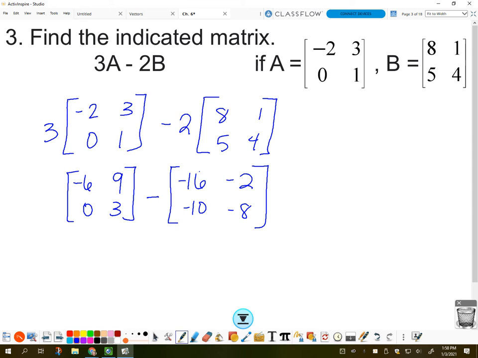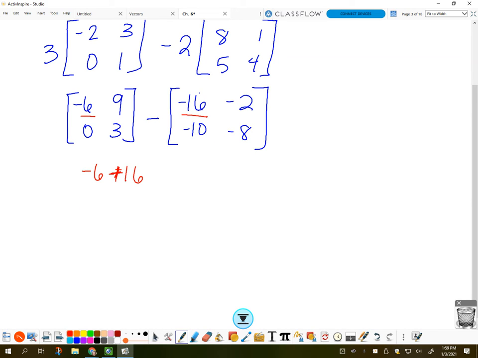Alright, so now we have subtraction. So we're going to subtract things that are in the same place. So we're going to do 6 minus negative 16. So it'd be negative 6, I just pointed at something and you can't see it, sorry. Negative 6, this makes plus 16. So I'm going to write that down just to make sure that you follow. So negative 6, this makes plus 16. So it's really going to be, what, 10?